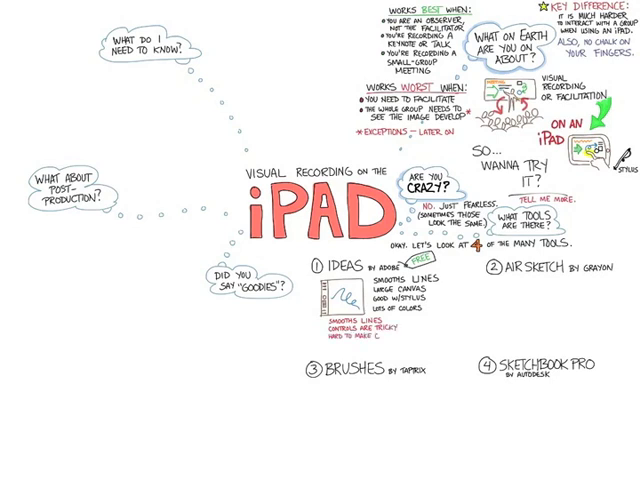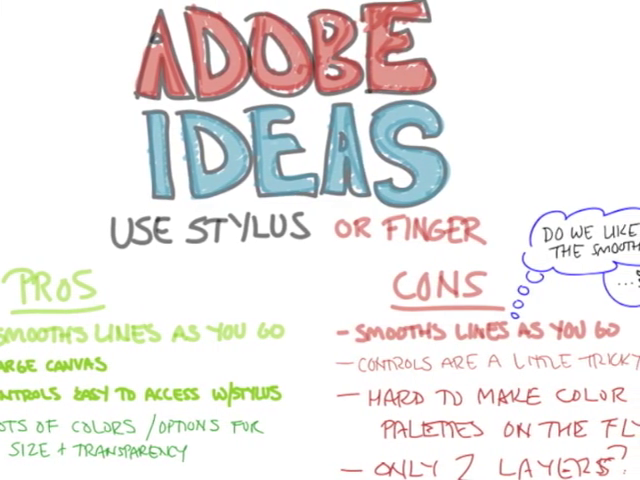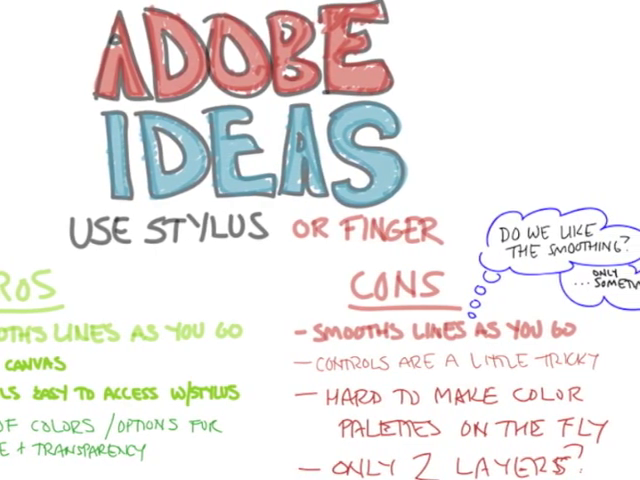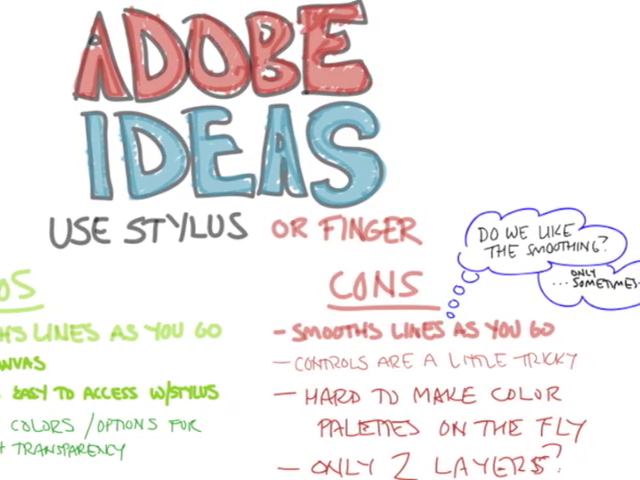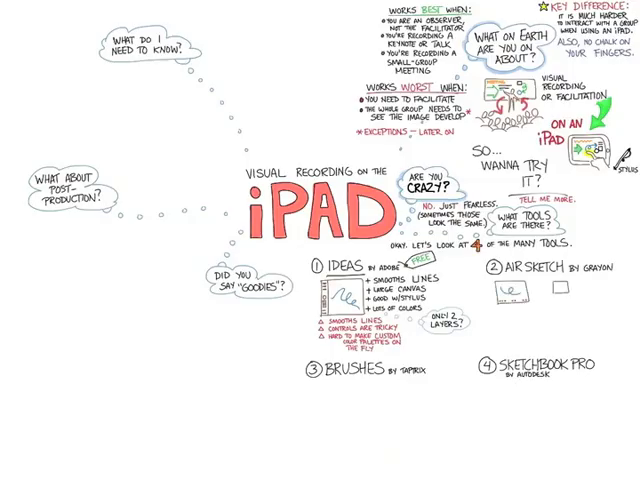Deltas, or things that could be improved, are that it smooths lines as you work. The controls are tricky to use, and it's hard to make custom color palettes on the fly. I put smooth lines under both a plus and a delta because sometimes it's good to have your letters smoothed out, and sometimes it ends up with your letters not being what you thought they were. And it appears to have only 2 layers, one photo layer and one drawing layer.